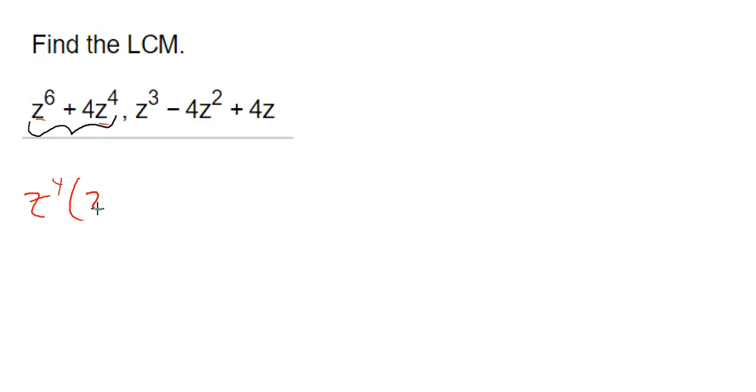That's going to leave me with z squared, right? Because I have 6 here. I'm taking out 4. I'll have 2 left over. Plus 4, because I'm taking away 4 powers of z. So just the 4 will be left. And then z squared plus 4 does not factor.